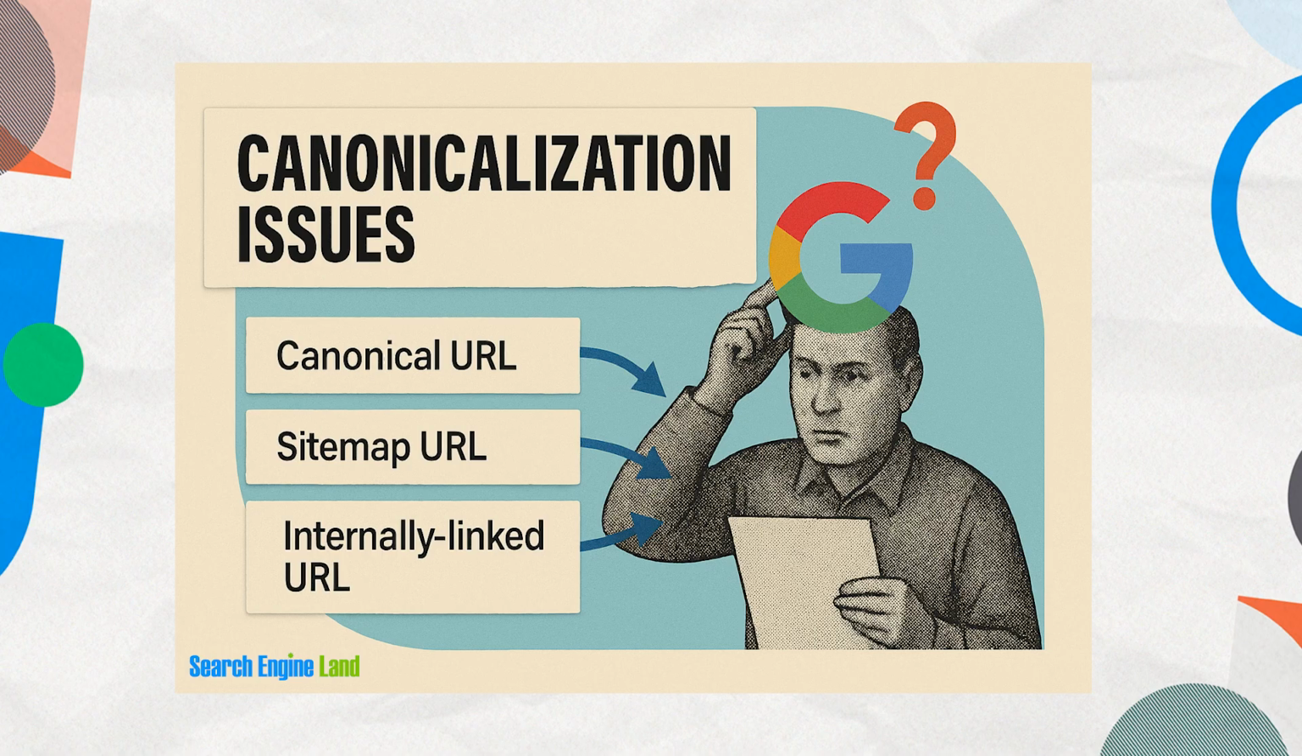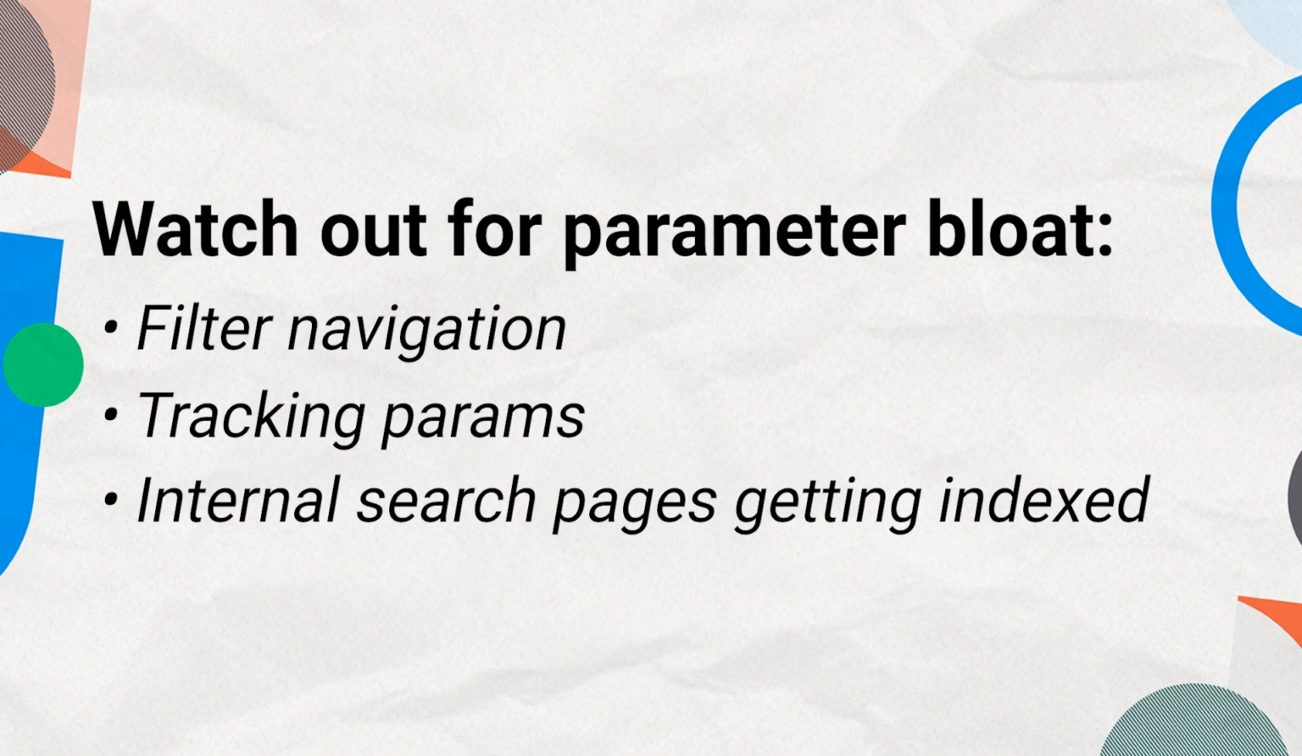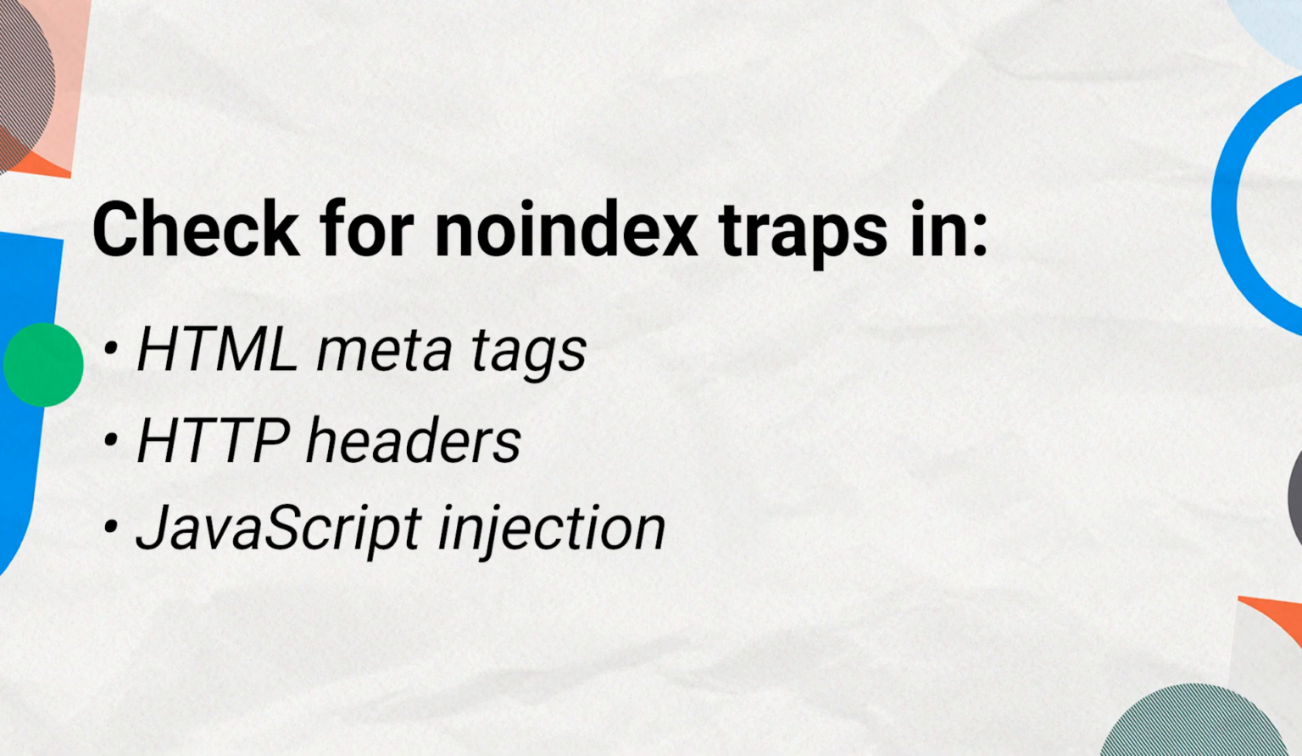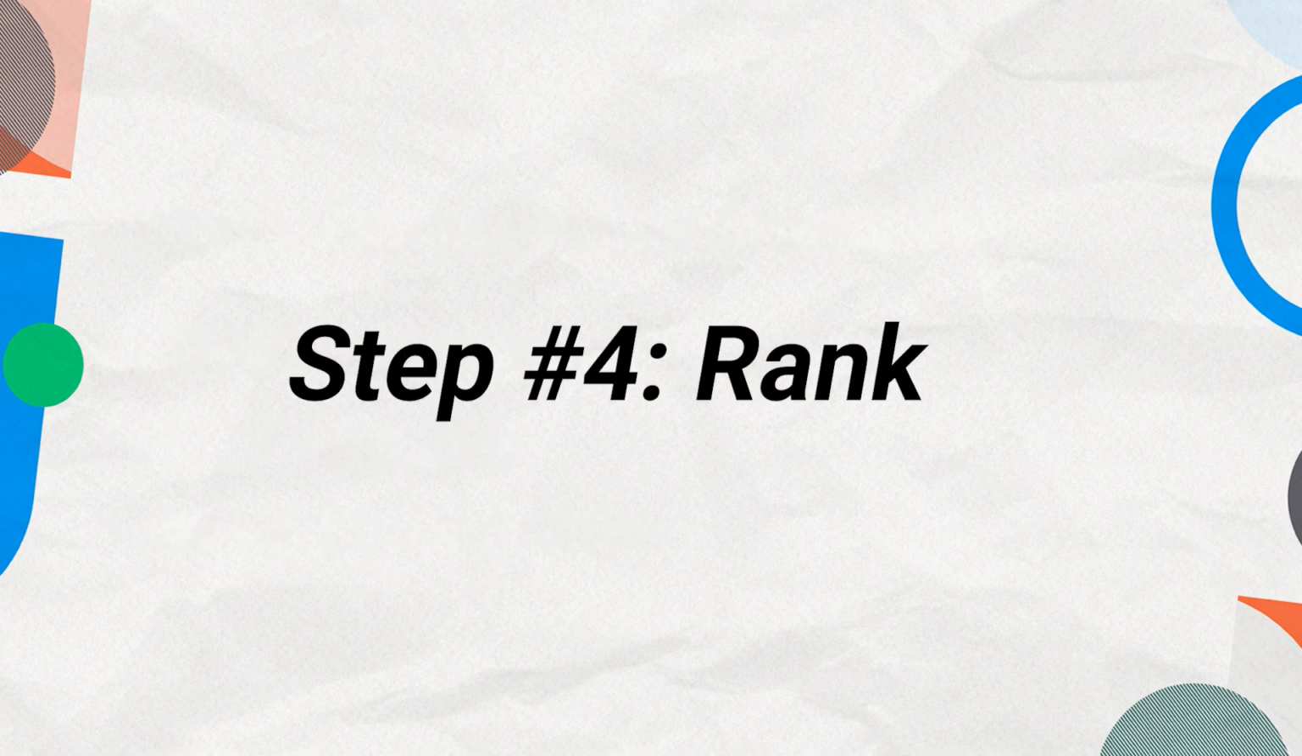This is canonical chaos. Your sitemap points to URL A, your canonical tag points to URL B, your internal links point to URL C. Google picks one, and you might hate what it picks. Watch out for parameter bloat, filter navigation, tracking params, internal search pages getting indexed. You didn't get penalized. You created infinite junk URLs. And check for noindex traps. They can come from HTML meta tags, HTTP headers, or JavaScript injection. Check all 3.